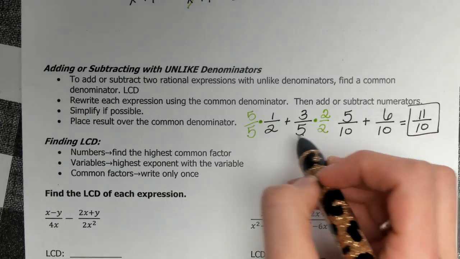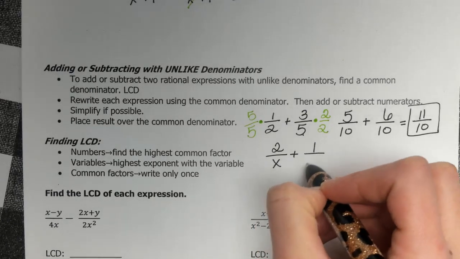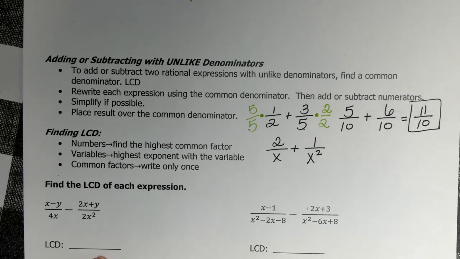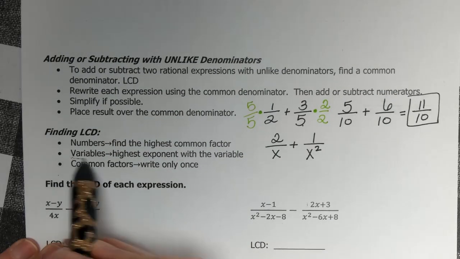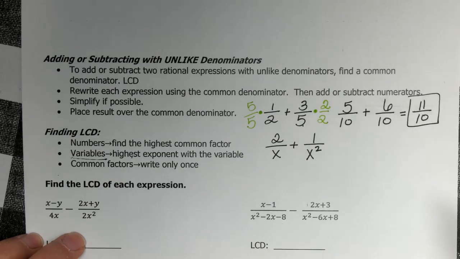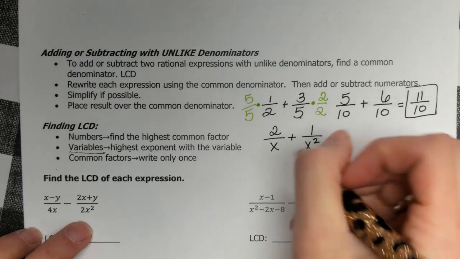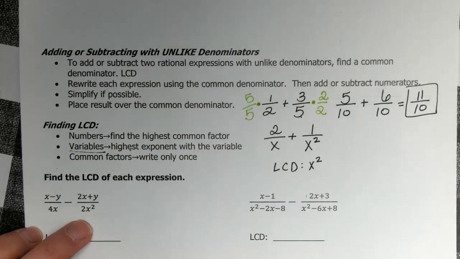Okay, what if I had 2 over x plus 1 over x squared? Okay, my least common denominator, it says for my variables, I want my highest exponent. Okay, so with GCF, you want your lowest exponent. But with your least common denominator, you want your highest exponent. So my LCD here would be x squared.